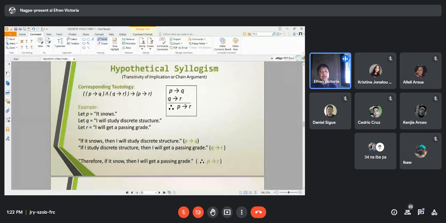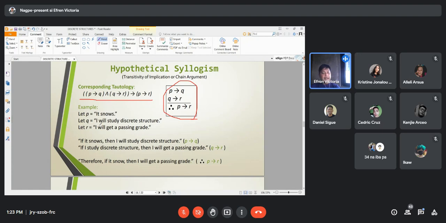Hypothetical syllogism. So, the corresponding tautology for hypothetical syllogism. Hindi ko na isinulat yung truth table, but the result is also a tautology. Okay, so if P then Q and if Q then R, then if P then R. So ito yung form natin.